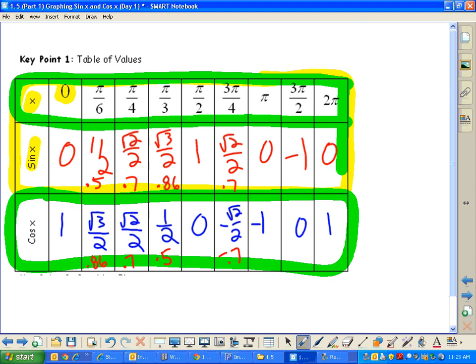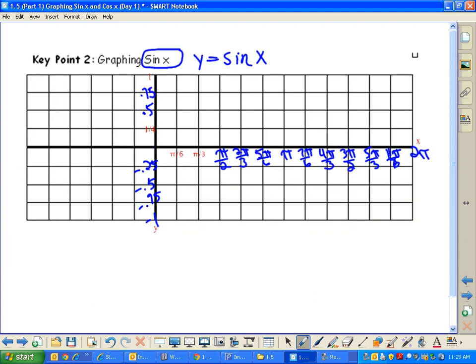This is a T-chart. The x values, you'll notice, are all angle measures. And then for my y values, I am going to plot the decimals that are listed in the row next to sine. So for instance, the first point on this particular graph that I'm trying to graph is going to be the point 0, 0. So I plot that point. 0, 0, you know it and love it as the origin.